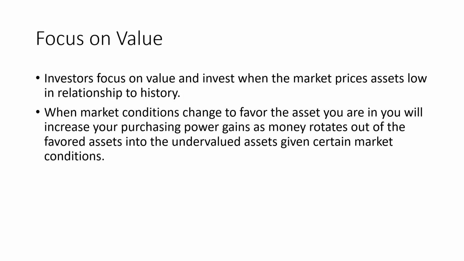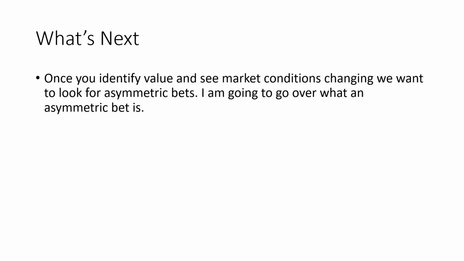So we want to focus on value as an investor. Investors focus on value, and they invest when the market prices the assets low in relationship to history, just like we saw on the previous chart. When market conditions change to favor the asset you are in, you will increase your purchasing power gains as money rotates out of the favored assets into the undervalued or unfavored assets given certain market conditions. And those market conditions are the reasons why people rotate their money out of favored assets into unfavored assets. It's the market conditions.